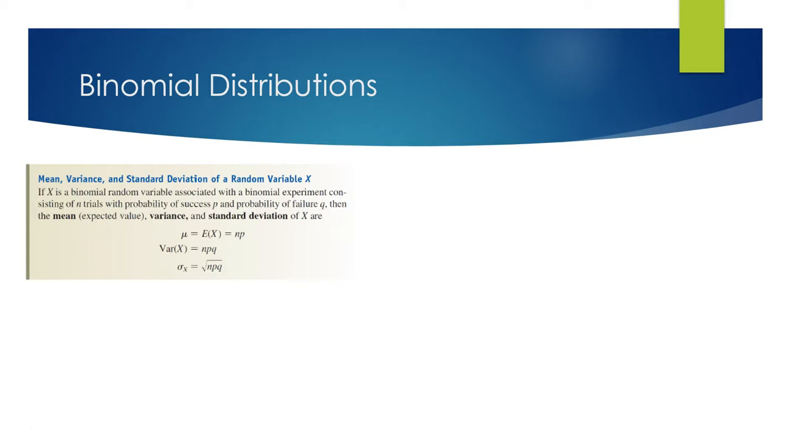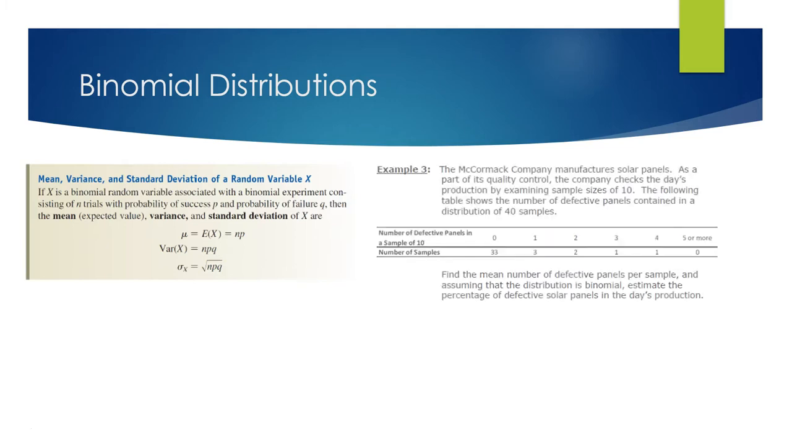So let's consider the following example. The McCormick Company manufactures solar panels. As a part of its quality control, the company checks the day's production by examining sample sizes of 10. The following table shows the number of defective panels contained in a distribution of 40 samples. So there's 40 samples, each having 10 panels in them. Basically this table is saying that there were 33 that had no defects, 3 that had 1 defect, 2 that had 2 defects, 1 that had 3 defects, 1 that had 4, and 0 that had 5 or more.